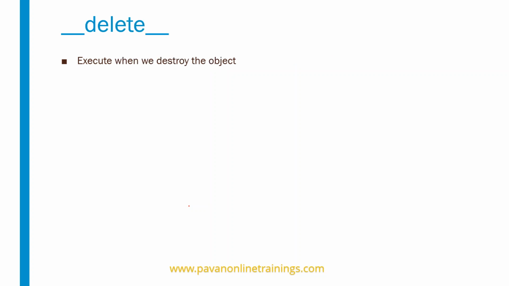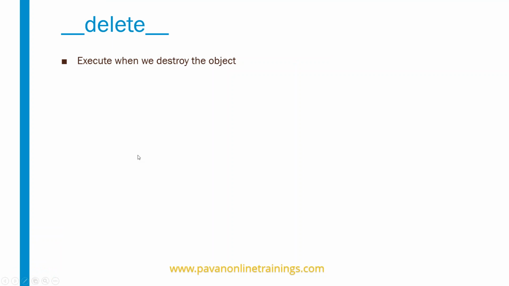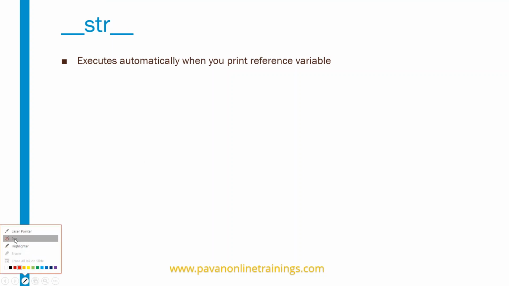We have __str__ and also we have __del__. So these are all predefined functions, just like a constructor. When the constructor method will execute, what is the constructor here? Constructor means __init__, right? So __init__ is a constructor. When this constructor will be invoked, at the time of object creation, the constructor will be invoked.